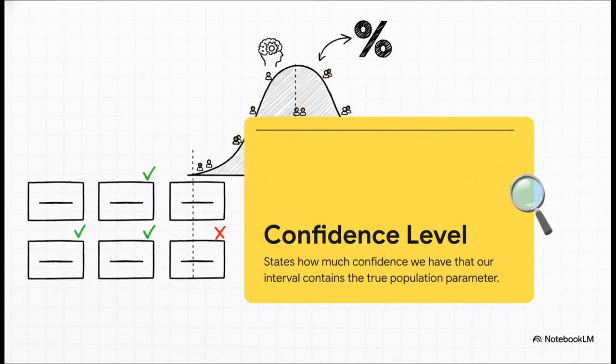And that confidence level you usually see, 90%, 95%, or 99%, tells us how often our method works. So a 95% confidence level means that if we were to do this whole thing 100 times with 100 different samples, 95 of the intervals we created would successfully capture the true, real value. It's a statement of confidence in our process.